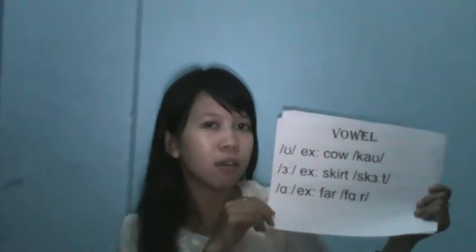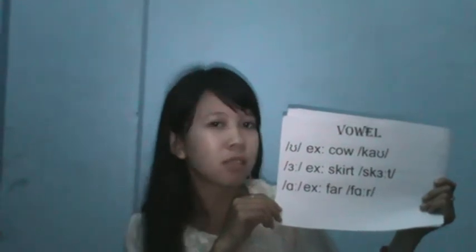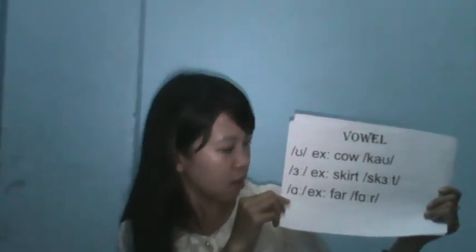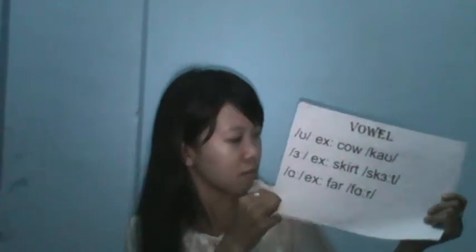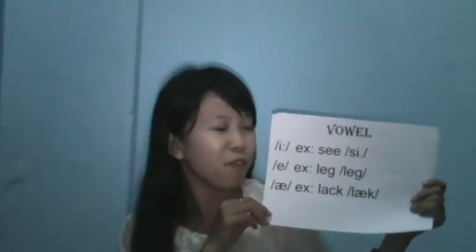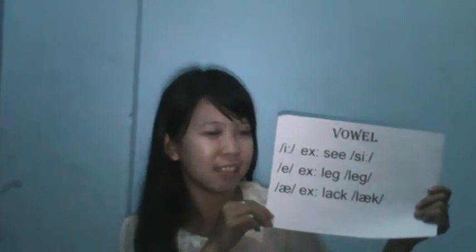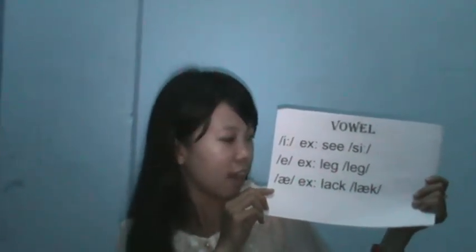And then for example, skirt. And then for example, far. Next vowel is the ee sound. For example, she. And then the e sound. For example, leg. And then the long a sound. For example, lake.